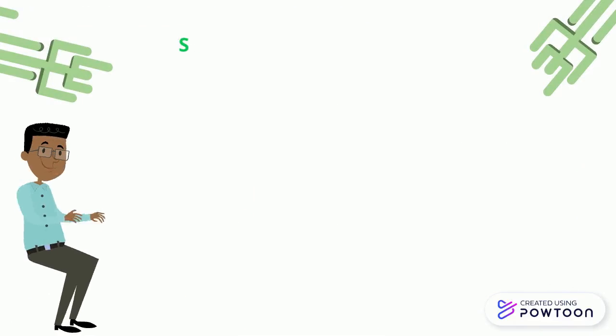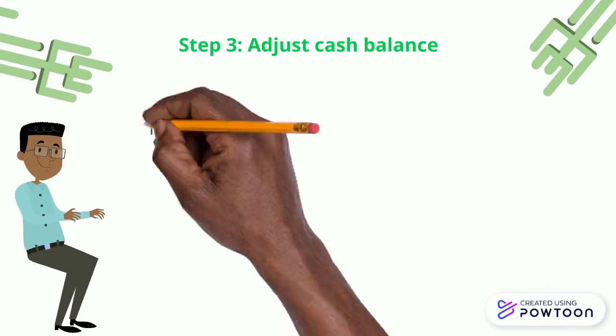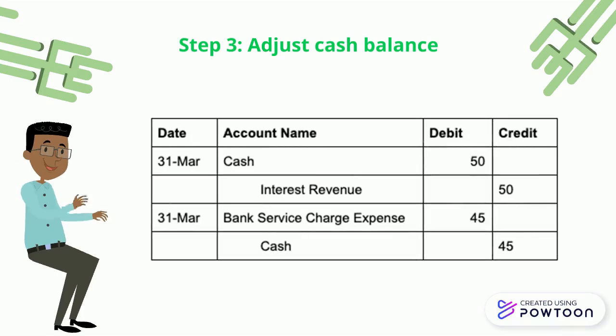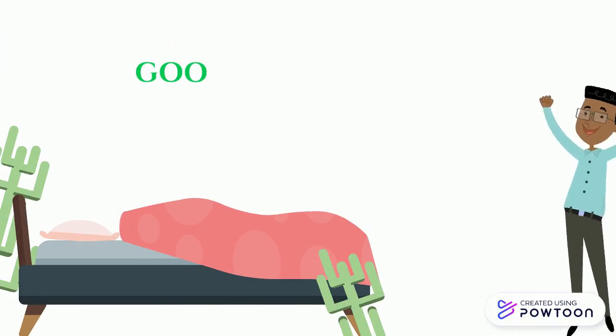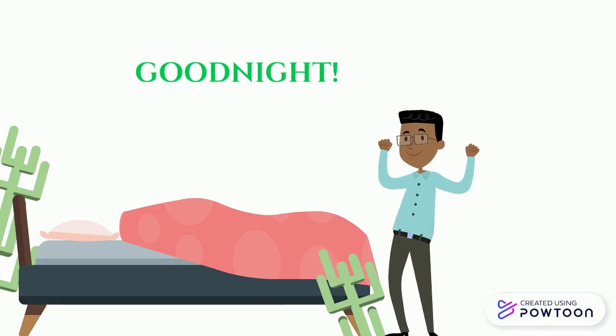So, the last step is to adjust the cash balance. In Jeff's Cacti's journal, he enters the following entries to record all changes in the second step to the company records. And after all of this, Jeff and his Cacti can now sleep easy, knowing his cash balance for March is reconciled and accurate.